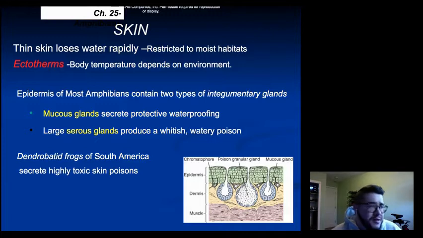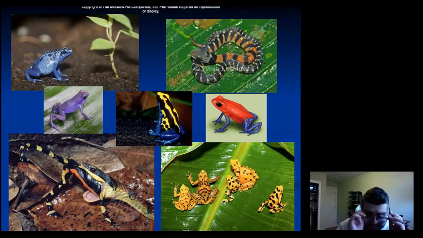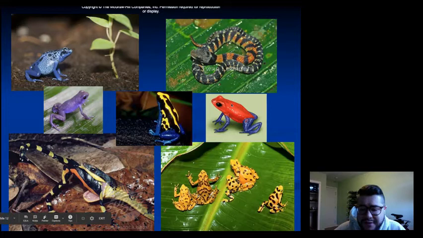The mucus gland secretes a mucus-like substance that waterproofs the skin, and then the serous gland produces a white, watery poison to protect the frog. And you have some frogs that are highly, highly toxic, and they have these highly toxic skin poisons. And usually those frogs are the more highly colored versions and varieties that you see in nature. Generally, bright colors means super poisonous. Don't eat me.